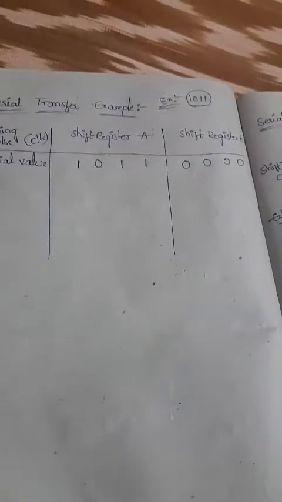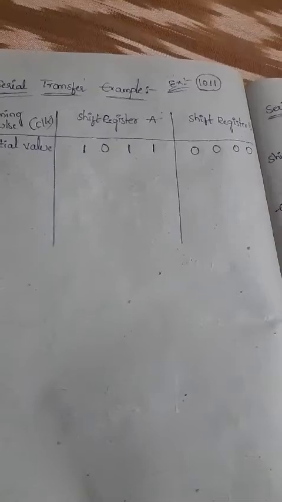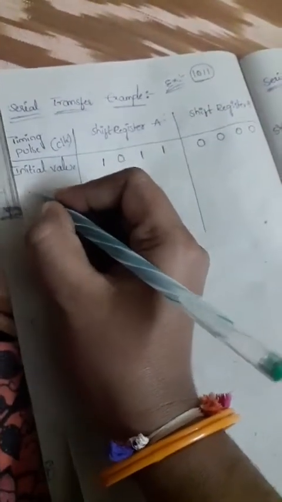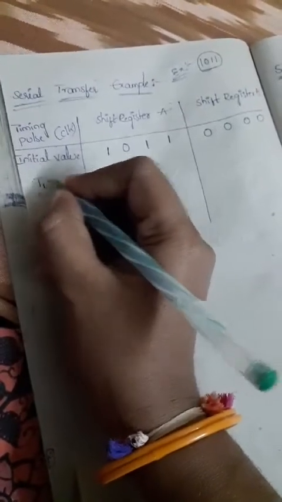Okay, so shift register B information is all zeros and shift register A information is nothing but 1011. So the initial value before transferring the values will be this one. So first I am applying the first clock pulse. At T1 clock pulse I am applying. At time T1 the clock pulse will be connected to shift register A and shift register B.